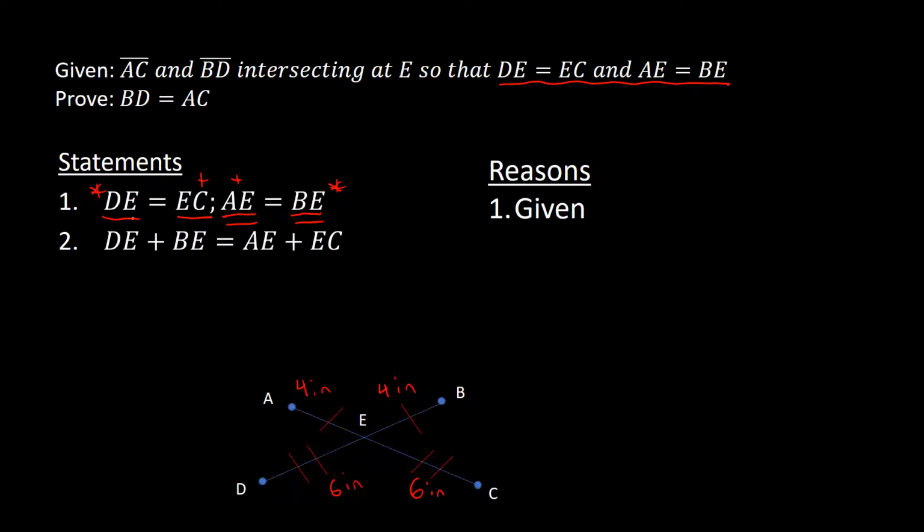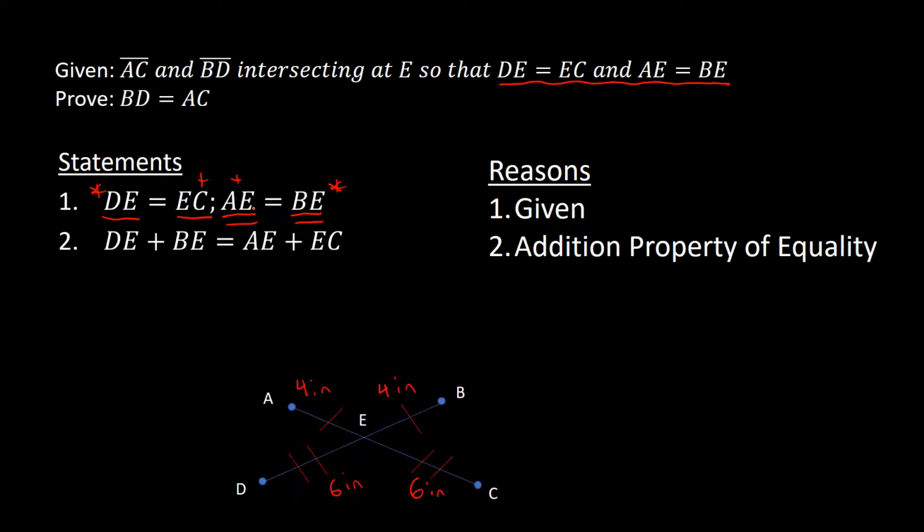If I add BE to DE, that's the same thing as adding AE to EC, because AE and BE are the same. So I can add AE to the one and then BE to the other, and that's going to be the same thing because those parts are equal. So what I'm doing is essentially adding the same thing to both sides. The property that says I can add the same thing to both sides and keep the equation equal is the addition property. So that would be the reason for step 2.